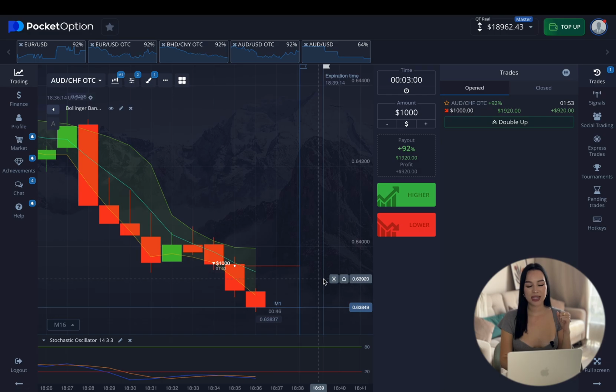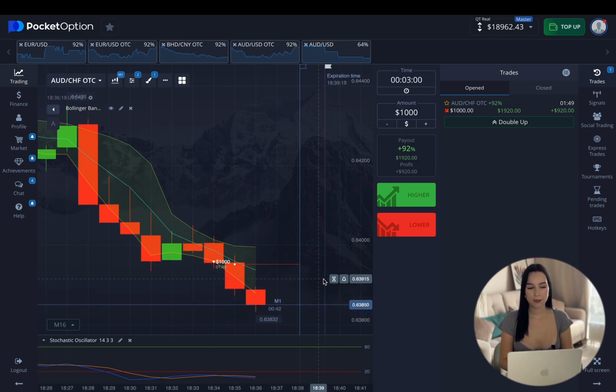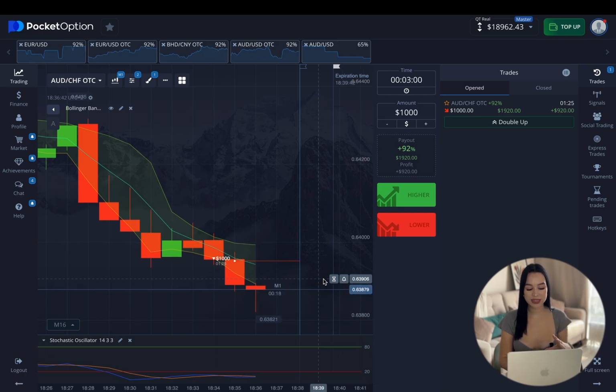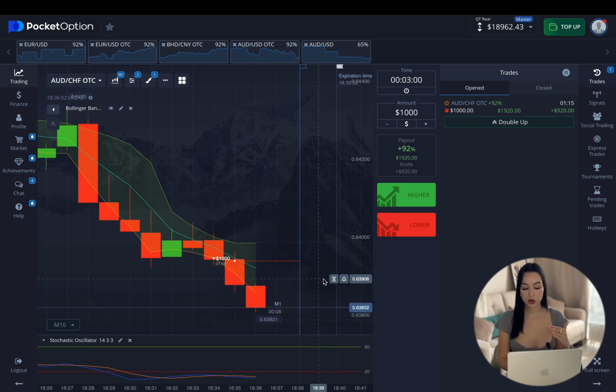So for example, if we do longer trades, for example 6 minutes, 7 minutes, we will do the opposite because our chart could reverse and go higher. But here we just follow our indicators, and let's look at the Stochastic Oscillator. So here we can see that the two lines of Stochastic Oscillator, the blue one and the orange one, are below our red line, so it means that our downward trend is really strong right now.